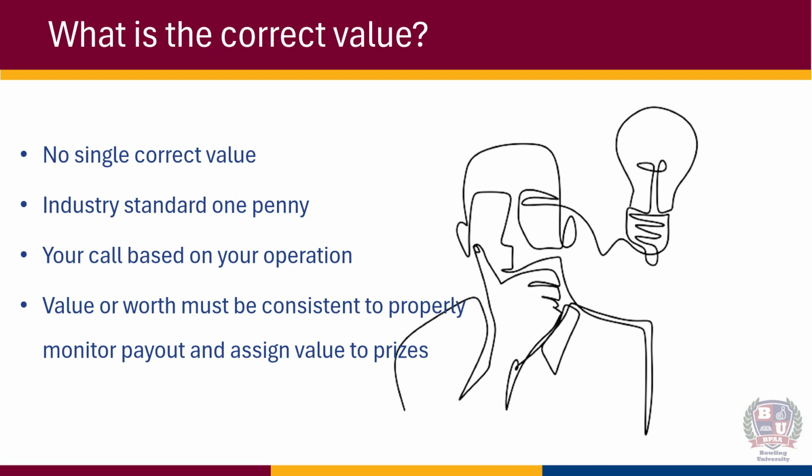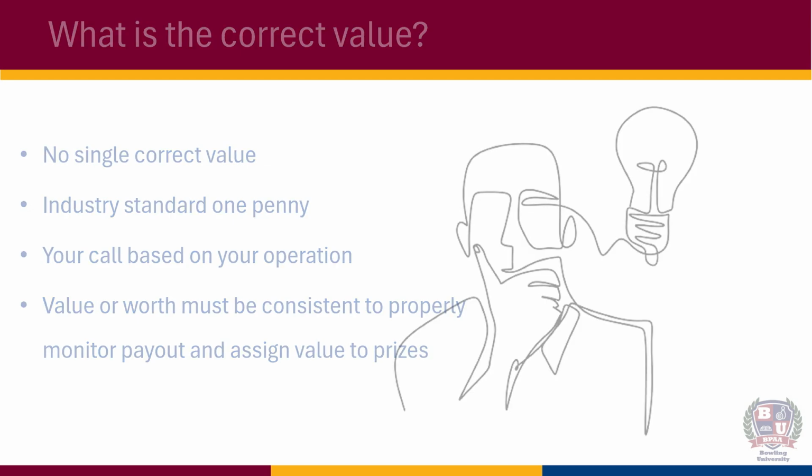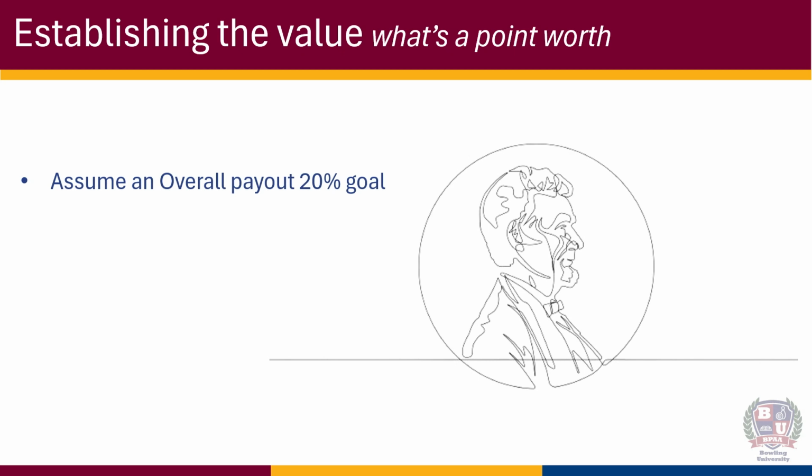You know, how much do I charge for this? That's a big question. So again, this is the start of that whole thing, assigning that value. I've seen places assign a half a penny, and that's fine. That just means you're going to get more tickets out, but then you have to adjust your prices accordingly. So, establishing the value, what that point is worth.